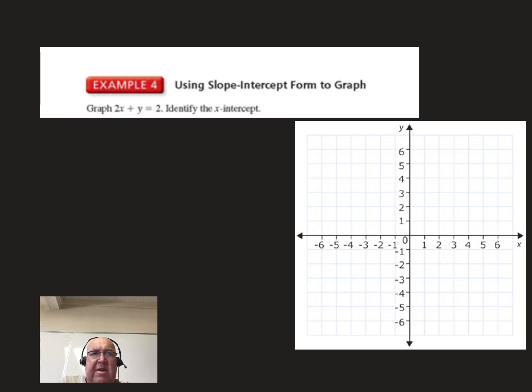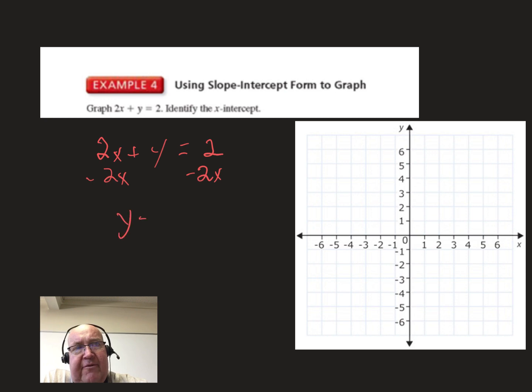So now we want to use the slope-intercept form to graph, and this is somewhere where it gets a little bit fun. So we're going to write the equation first and get it in the slope-intercept form. We're going to subtract 2x from both sides. So our slope-intercept form is y is equal to negative 2x plus 2.